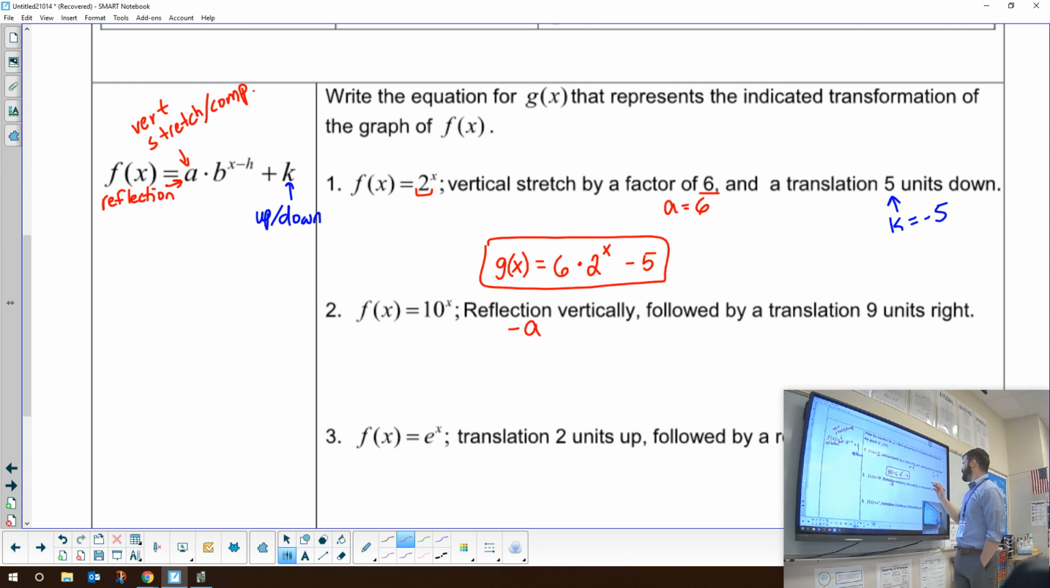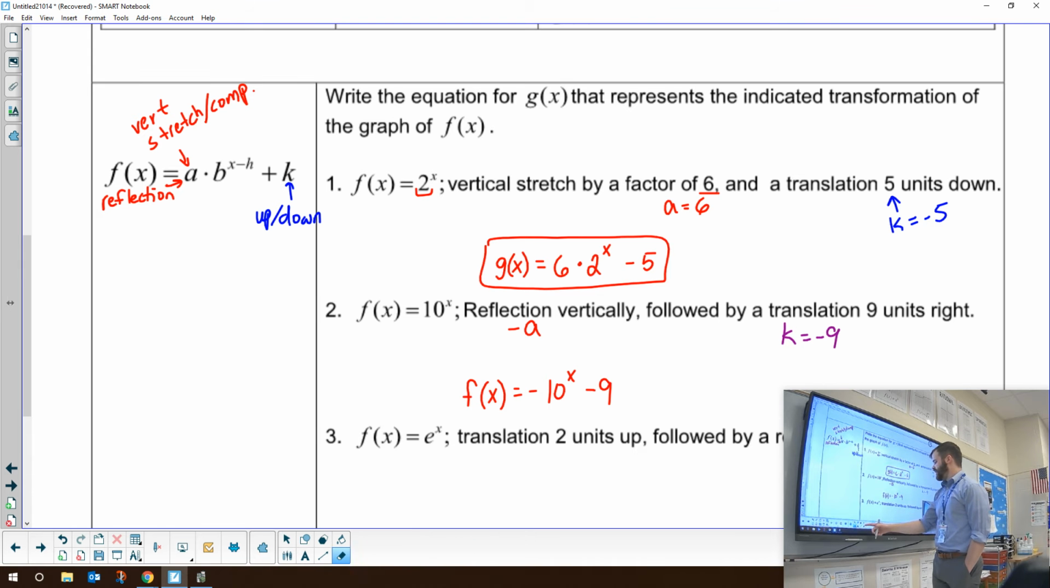Okay. Followed by a translation 9 units down. So remember, that's our k. So my k is going to equal -9. Now I can just write my equation. I can go f of x equals -10 to the power of x minus 9 there on the end.